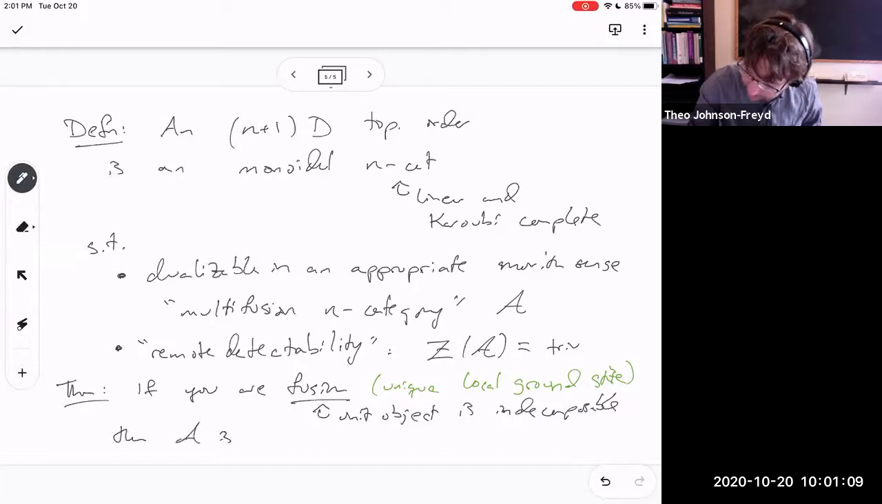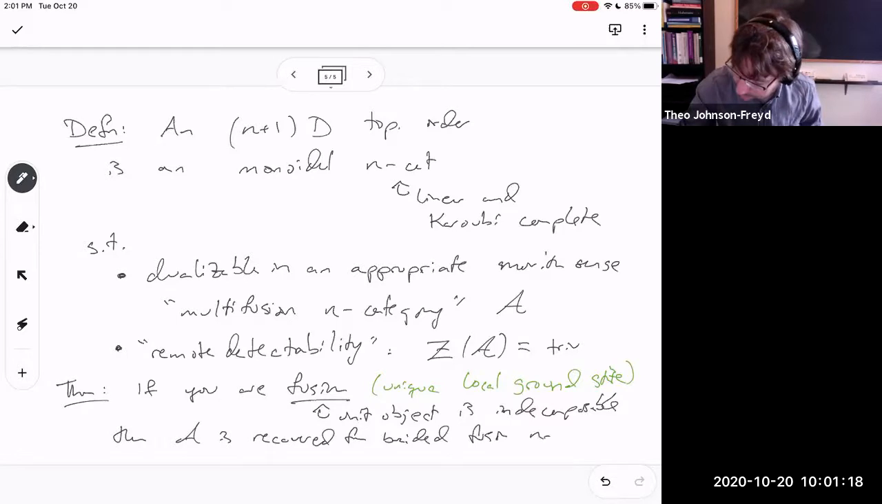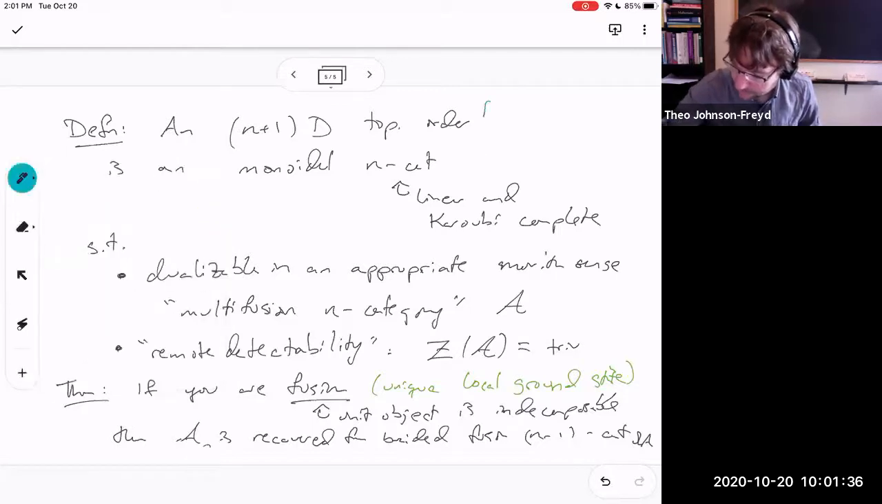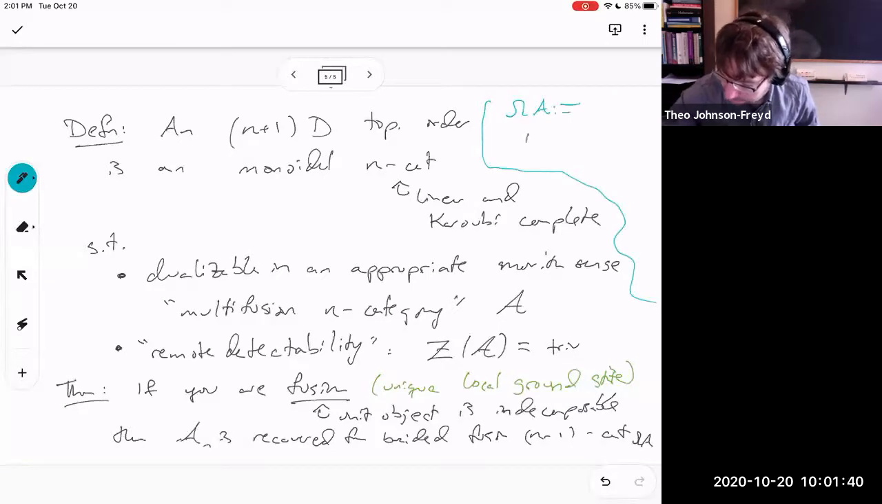Then A is recovered from the braided fusion N-1 category of endomorphisms. I'll call it omega A. My notation is going to be that omega A is the endomorphisms in A of the unit object.